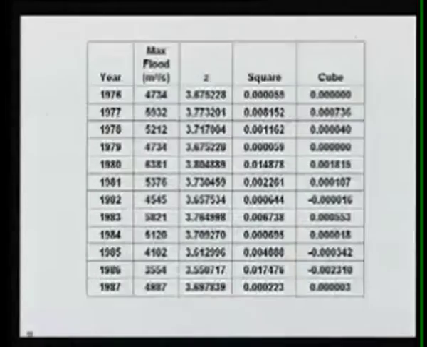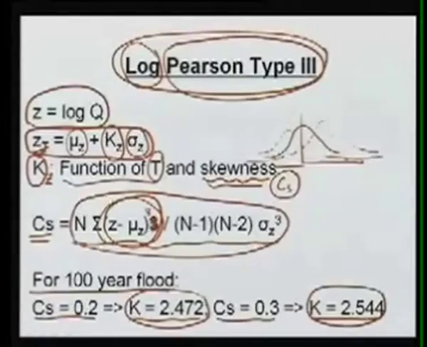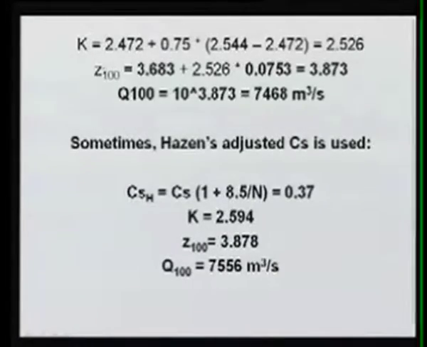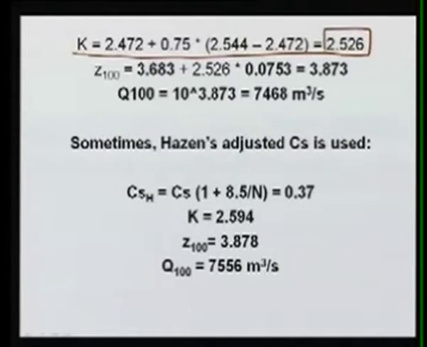Corresponding to this cs, as we have seen in this table, k is given for 0.2 and 0.3. So we can use linear interpolation between these two values and obtain the k value for the given cs as 2.526. Using this value of k, we can estimate z for a 100-year return period as the mean plus k times sigma. Mean and sigma we have already seen from the table.